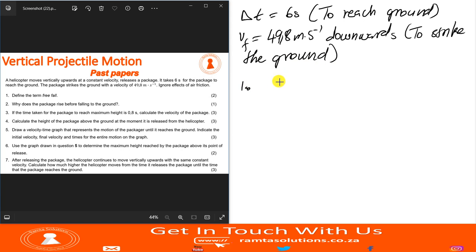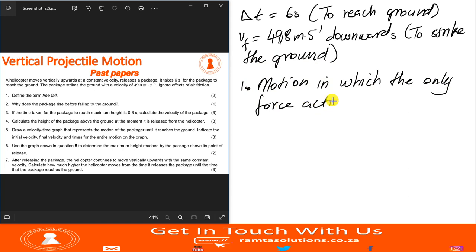What is free fall? Free fall is motion in which the only force acting is the gravitational force. When I say motion of an object, it doesn't matter. Motion in which the only force acting is the gravitational force.